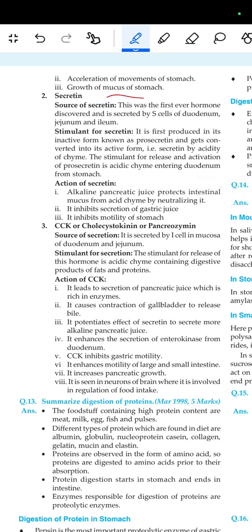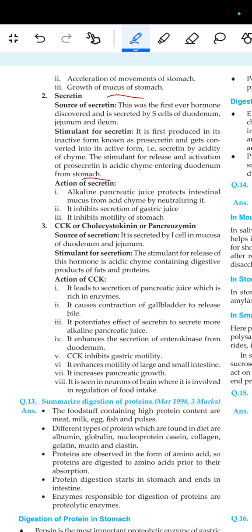Next, secretin. Source of the secretin. This is the first-ever hormone discovered and is secreted by the S cells of the duodenum, jejunum and the ileum. Stimulant for the secretin: it is first produced in its inactive form known as prosecretin and gets converted into its active form, that means secretin, by the acidity of the chyme. The stimulant for the release and the activation of the prosecretin is acidic chyme entering the duodenum from the stomach.